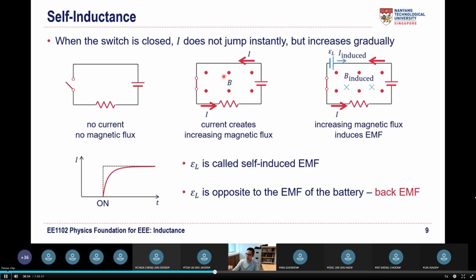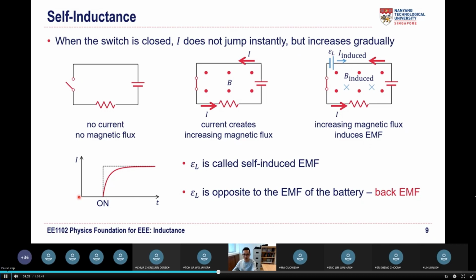I'm not trying to oppose the change, but the system has to oppose the change. And in order to create the field going into the page, which direction does the current need to flow? It needs to flow in the clockwise direction, right? So this blue battery is the induced EMF. It's the induced EMF due to me suddenly letting the current flow. Okay, so this is called induced EMF.